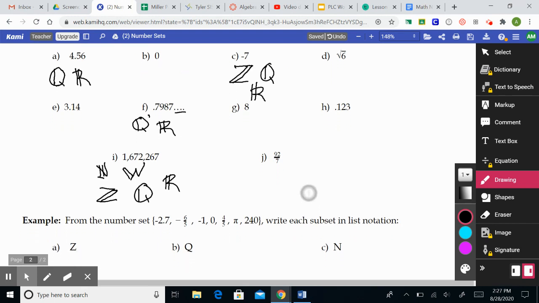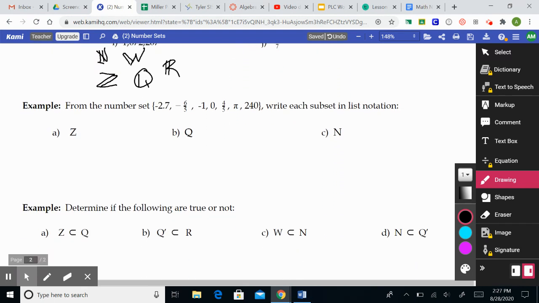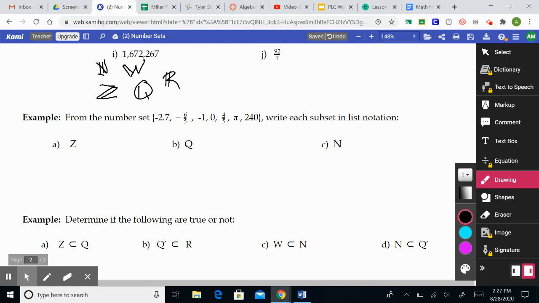Okay, now let's take a look down here at our next set of examples. These examples give us a set, and we have to decide which of this set fits into each one of these number sets. So, Z is an integer, so we have to decide what is an integer and what is not. Well, in this case, our integers are going to be -1 and 240. Remember, 0 is not an integer.